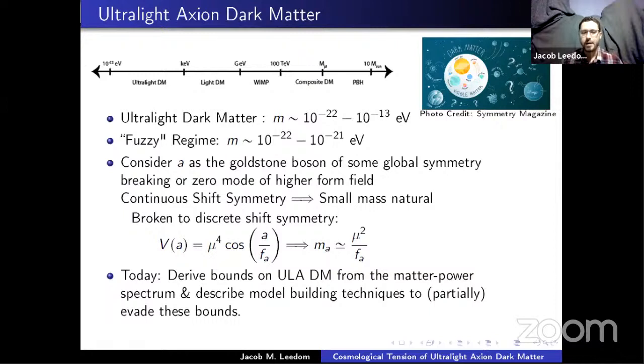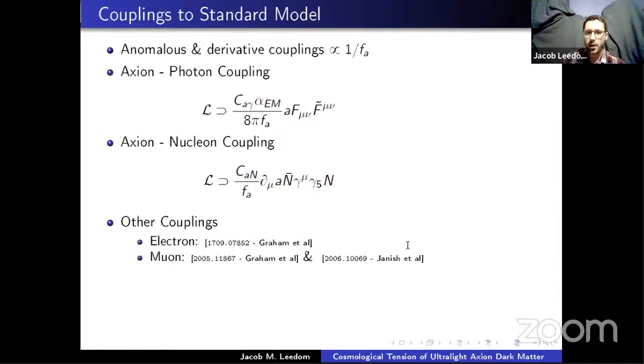The purpose of the talk today will be to derive bounds on ultralight axion dark matter from the matter power spectrum. Then I will also describe in the second half model building techniques to at least partially evade these bounds. These bounds are going to show up in the parameter space of couplings of the ultralight axion dark matter to the standard model, because that's what we're interested in measuring here.